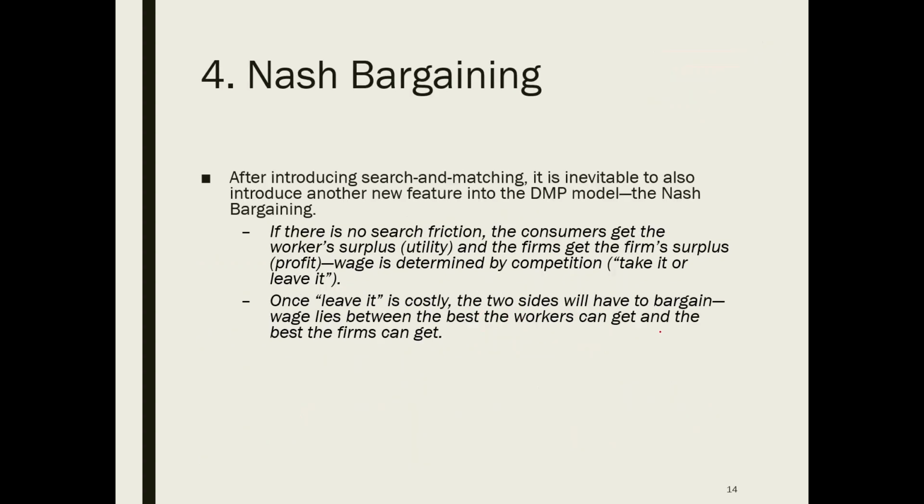The fourth and last building block of the DMP model is Nash bargaining. It is inevitable to have this accompanying assumption along with the search and matching assumption, because if there is no such friction, there won't be any bargaining issues. You either take the job or leave the job. The firm can always find someone to fill the vacancy effortlessly, and the consumer can always find a good job effortlessly. But once search and matching is costly, the choice of leaving it becomes costly too. It takes substantial effort to find an alternative, so bargaining becomes necessary.